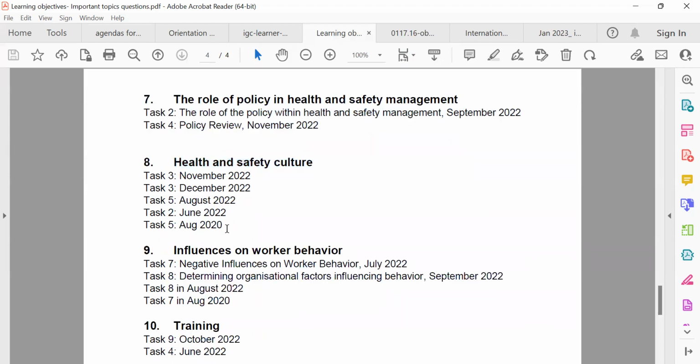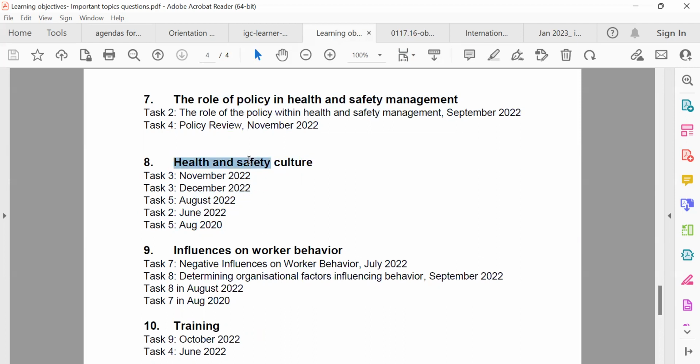Safety culture, it's quite a repetitive question. I think I have taken only 5 question papers here. All question papers asked about health and safety culture. Either it would be positive culture indicators or it would be negative culture indicators. So don't underestimate this question.